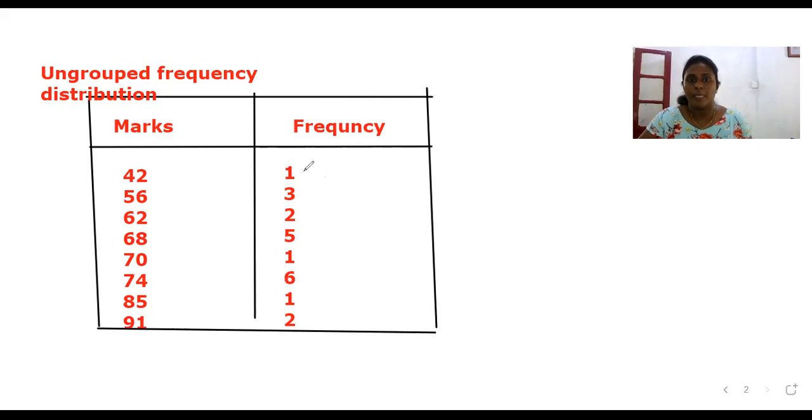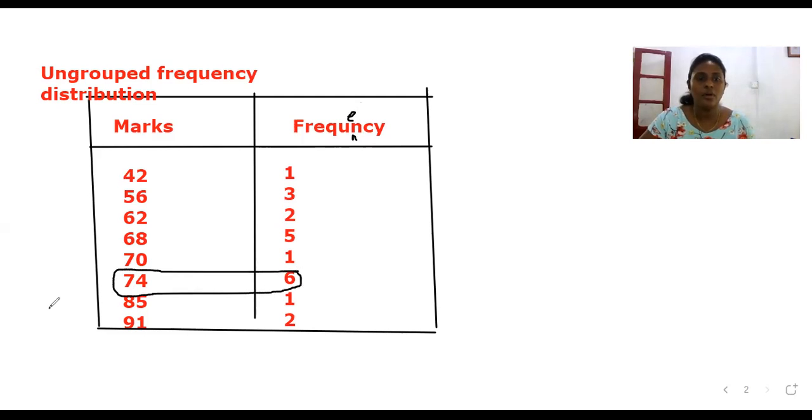Mode is the value represented by the highest frequency. Here the highest frequency is 6, so the mode is 74. Here the mode is 74, not 6. 74 is repeated 6 times. So the value related to the highest frequency is the mode of an ungrouped frequency distribution.